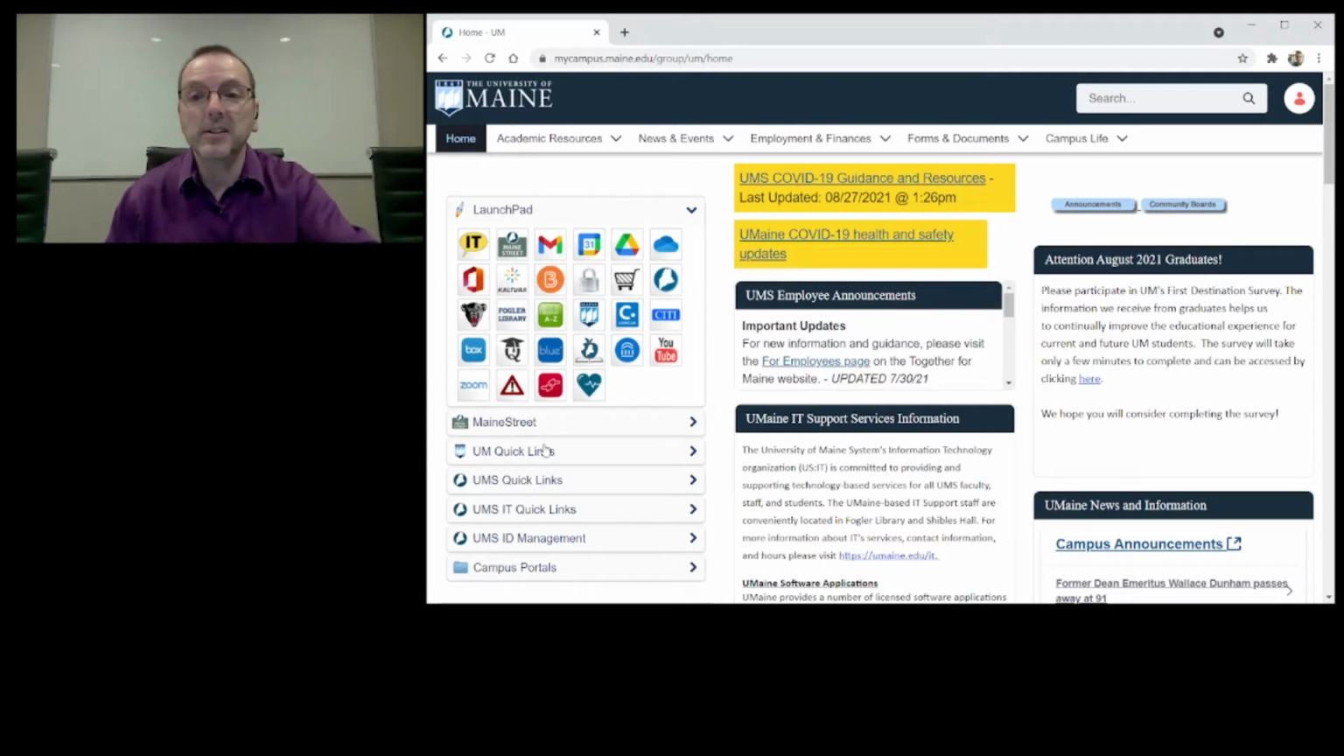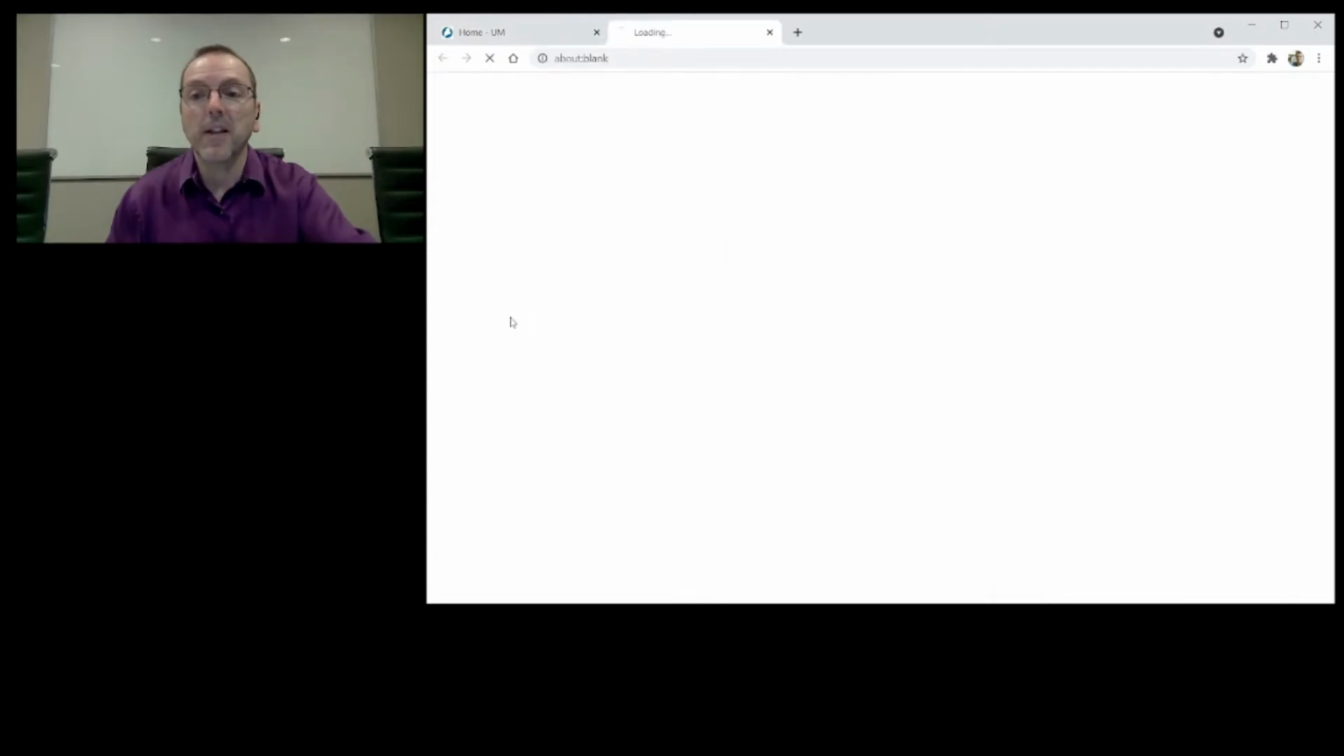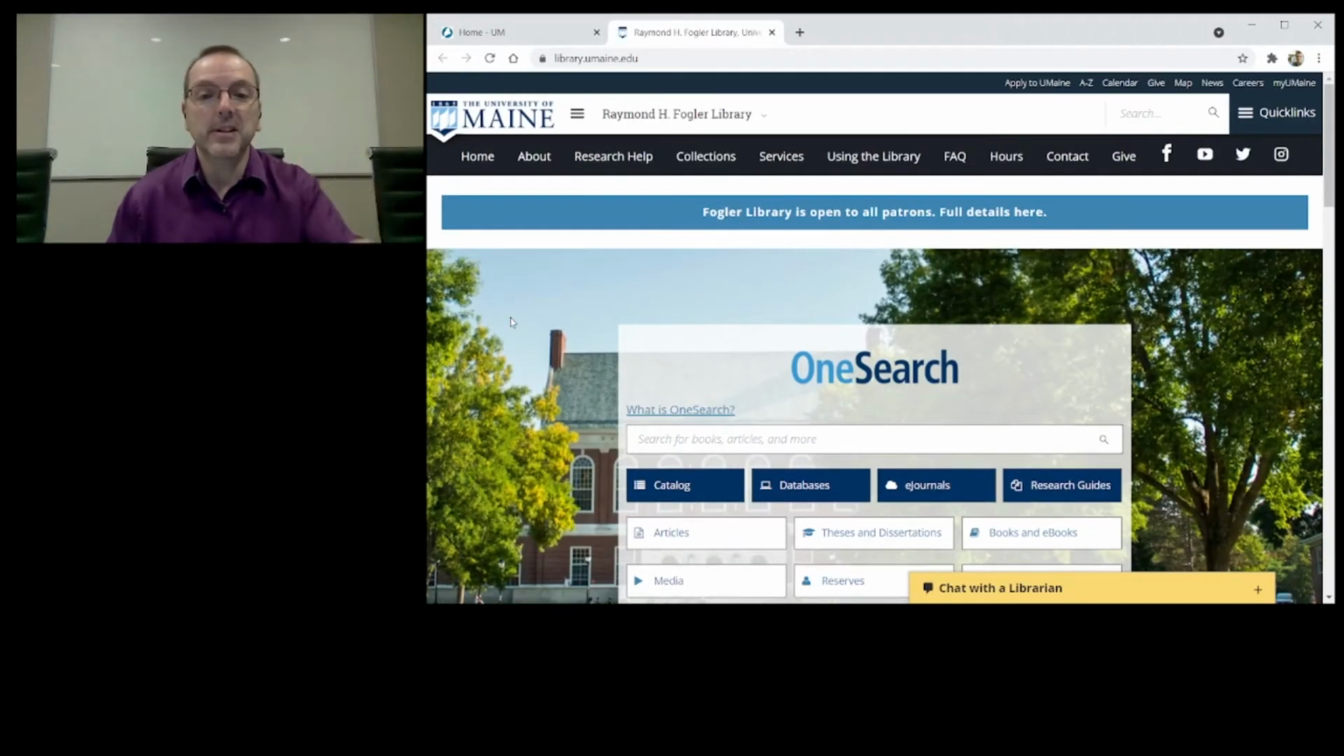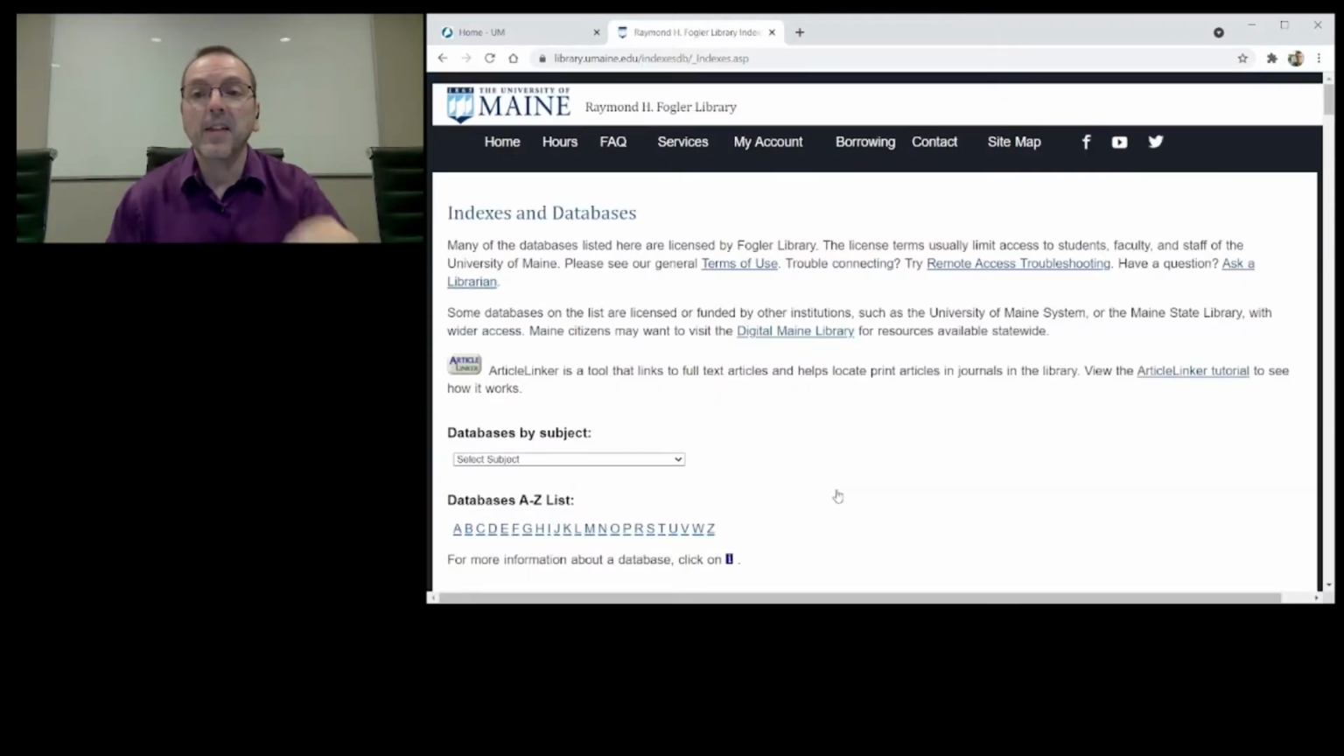So here I've logged into the system portal. You go to the Fogler Library. So here's Fogler Library. I'm clicking on that. Takes us to the library. And what we want is a database. This is an online database. So we come down here, specifically select databases. And then we want the Journal Citation Reports.